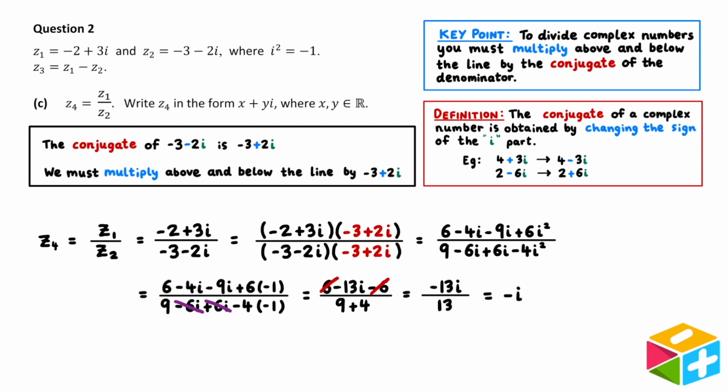From here, minus 13i divided by 13 simplifies to minus i. We are asked to present our answer in the form x plus yi. In other words, we want a real component x and an imaginary component y. To do this, we can rewrite our minus i as 0 minus 1i.